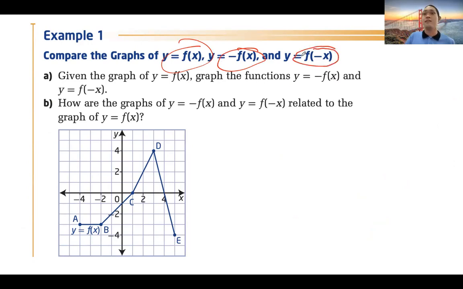I know some of you are very eager to learn this, so just stay put, and you can answer letters A and B. I'll give you time, and perhaps later we'll discuss it if you have questions. Given the graph of y = f(x), graph the functions y = -f(x) and y = f(-x). And in letter B, how are the graphs of y = -f(x) and y = f(-x) related to the graph of y = f(x)?